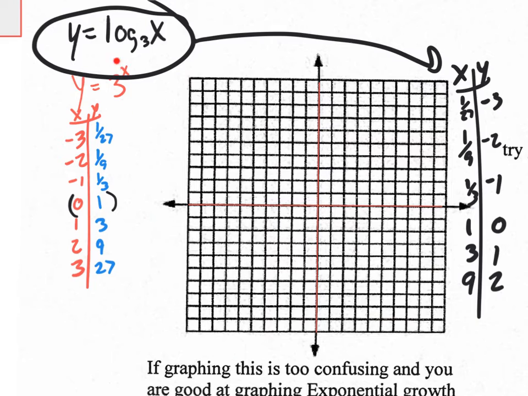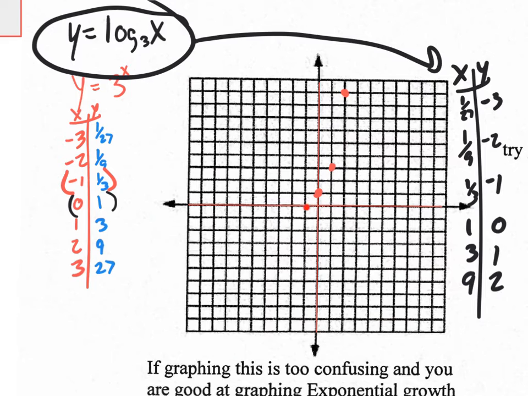When I graph this one, I'm going to graph it in red. y equals 3 to the x. (0, 1) is a coordinate. (1, 3) is a coordinate. (2, 9) is a coordinate. (-1, 1/3). So check this out.